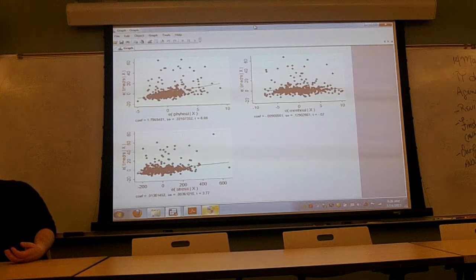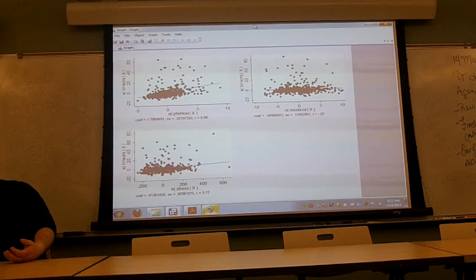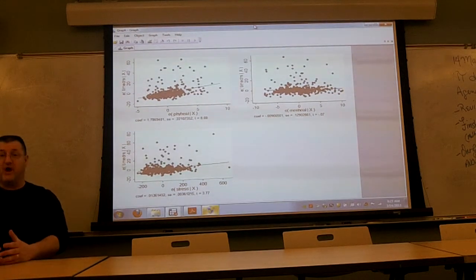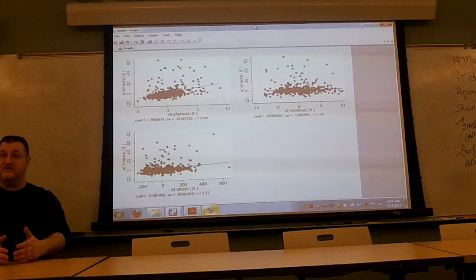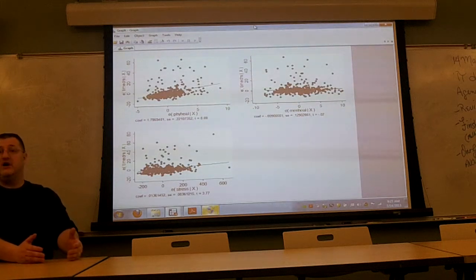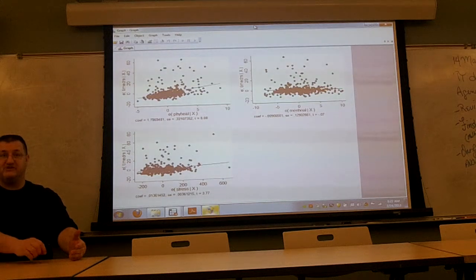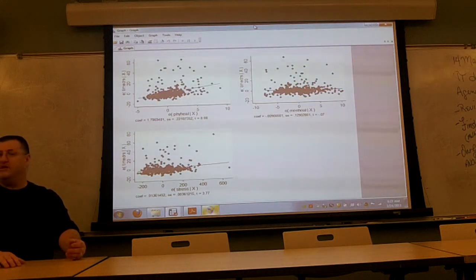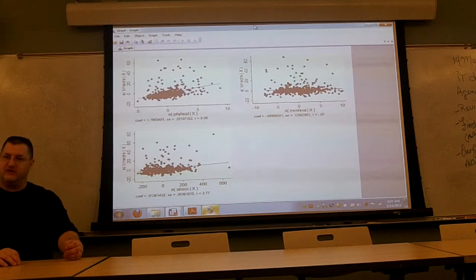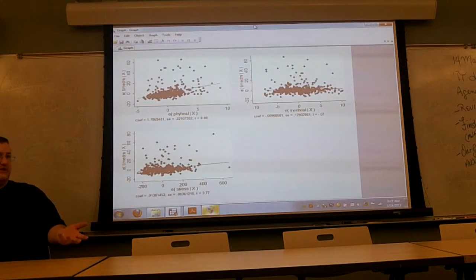Remember, what's his name who sits over here? Dave was talking about transforming the data. That gets to the idea of properly having specified the functional form of the relationships between the variables. So maybe it's not just physical health. Maybe it's the square root of physical health, or physical health squared, or whatever the case may be.